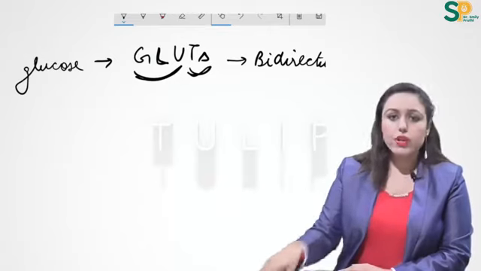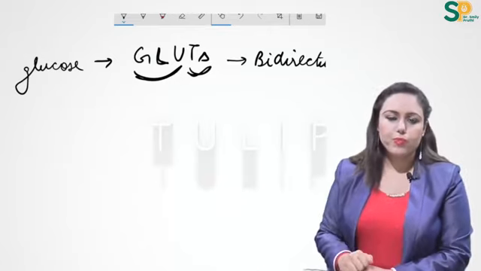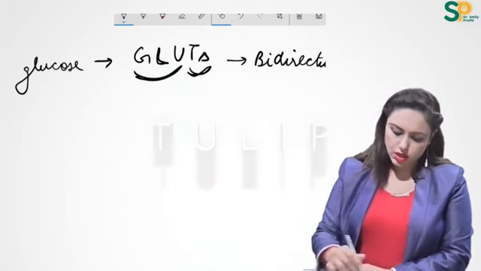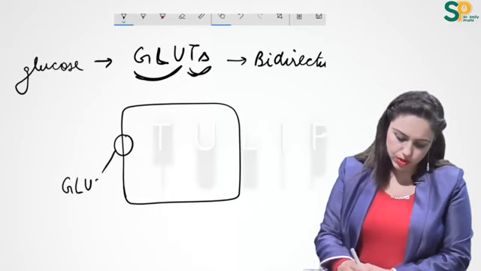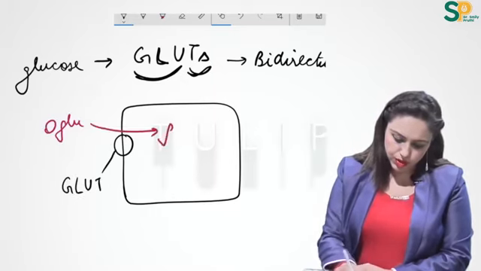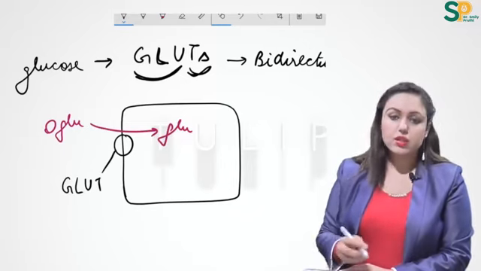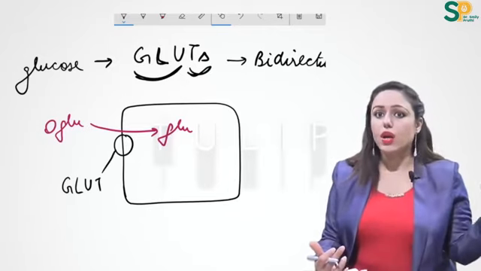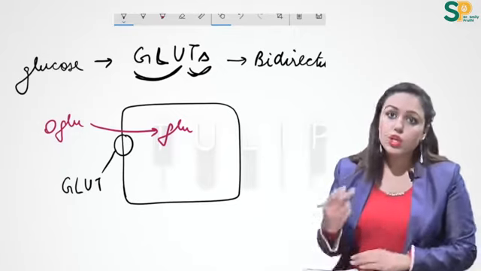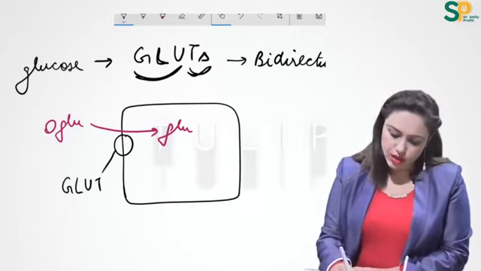Bidirectional means when glucose enters a cell via GLUT, then it can come out also, but we don't want that. So for example, this is a cell, this is GLUT, this is glucose here. So glucose is entering the cell via GLUT, right? But the cell has to retain glucose. The cell cannot allow glucose to go out of the cell again via GLUT. So this cell will do something here, and what is that?